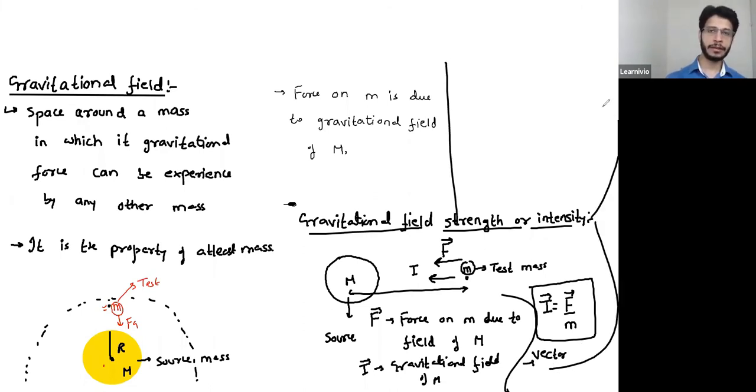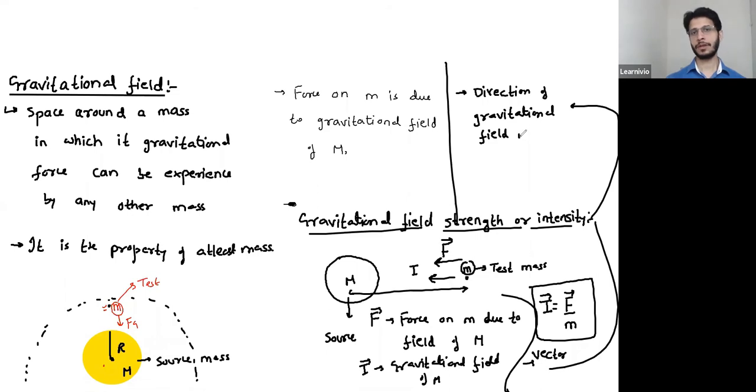The next point I'm writing here, direction of field. The direction of gravitational field is towards capital M. Its SI unit is force by mass, so its SI unit is Newton per kg. So this is about gravitational field. This is the general expression of gravitational field.